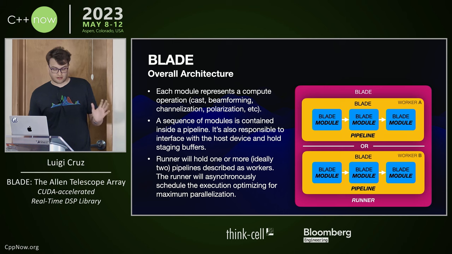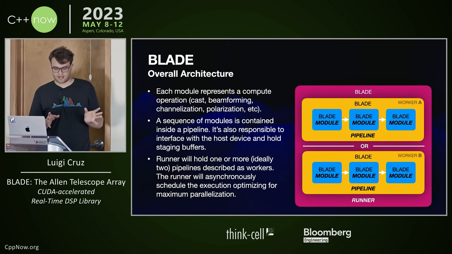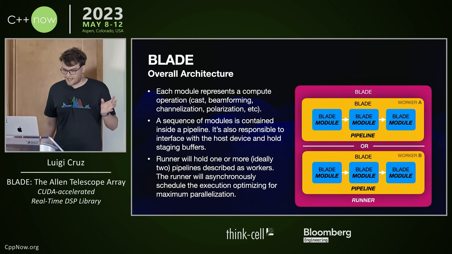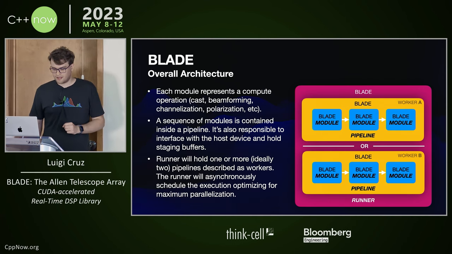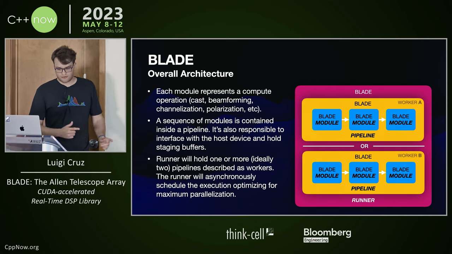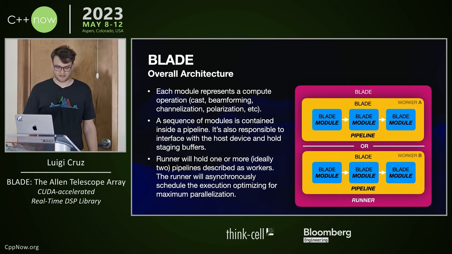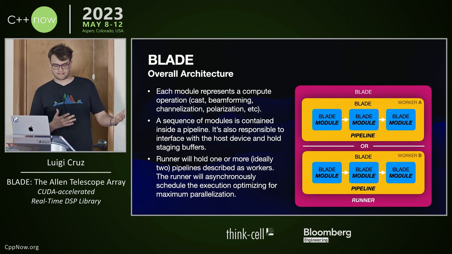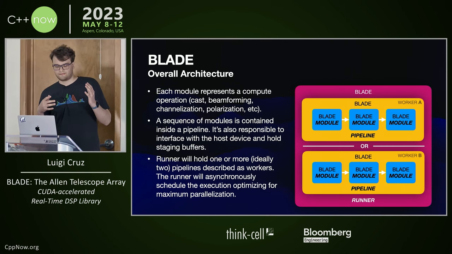And the second one is the pipeline itself, where a group of modules is contained, and a pipeline is responsible to instantiate each module and extract the configured CUDA kernel for execution. The last component of Blade is Blade Runner, where instances of a pipeline will be instantiated as workers. This is similar to a work pool where asynchronous jobs from the pipelines are run.